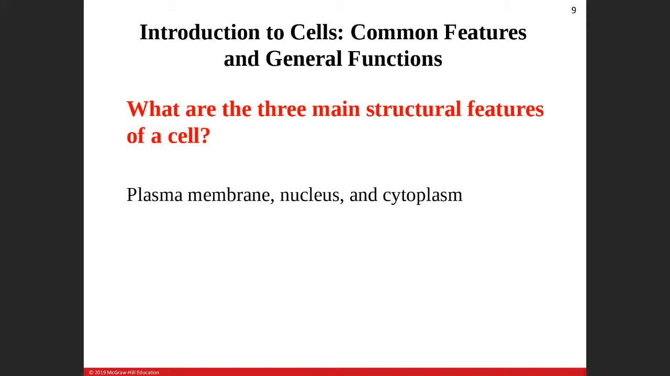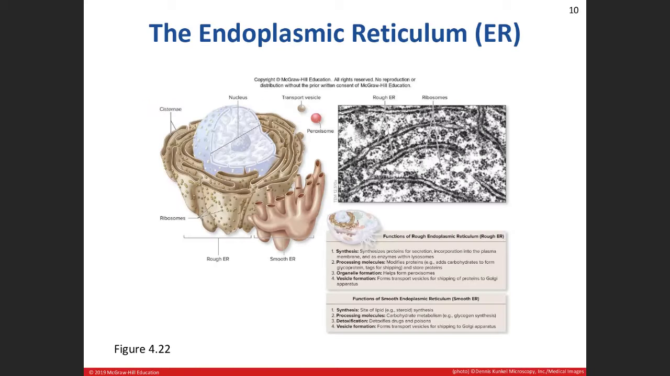So what are the three main structural features of the cell? You need to know all three of those: plasma membrane, nucleus, and cytoplasm. So let's jump into the first type of organelle that we are going to find inside the cytoplasm. And we're going to start off with our membrane-bound organelles.